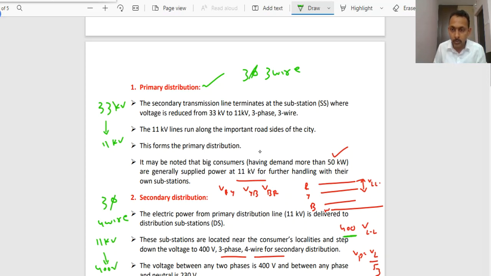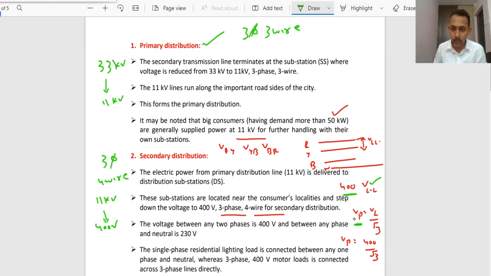This 400 volts is between two lines. If somebody asks you what is the phase voltage, the phase voltage will be line voltage divided by √3. That one will be the phase voltage.